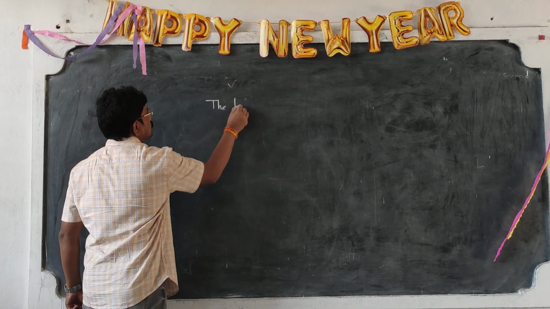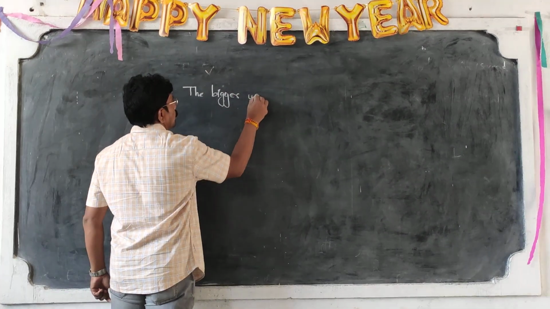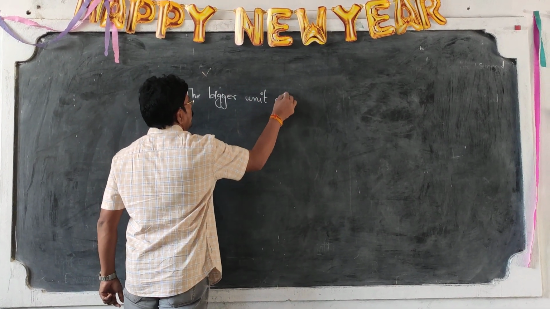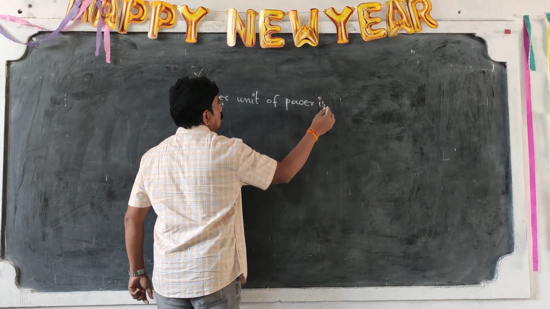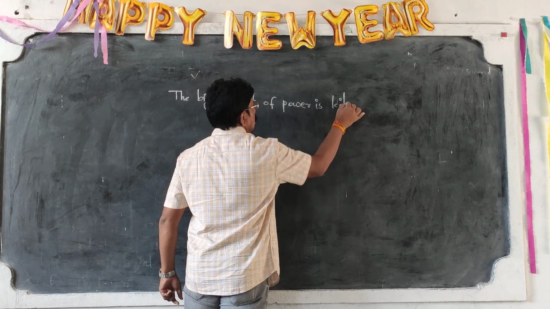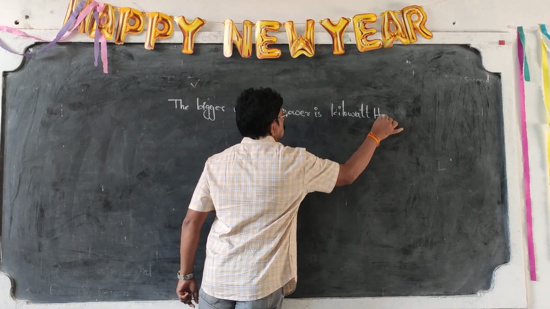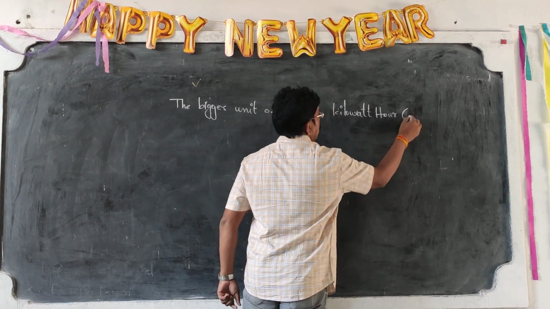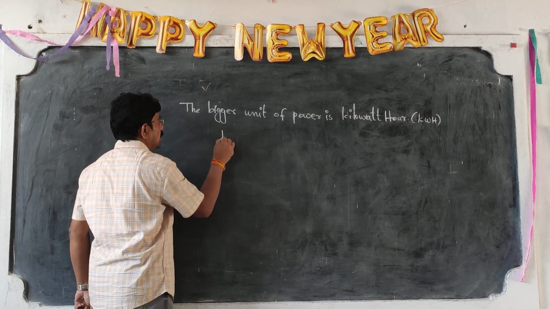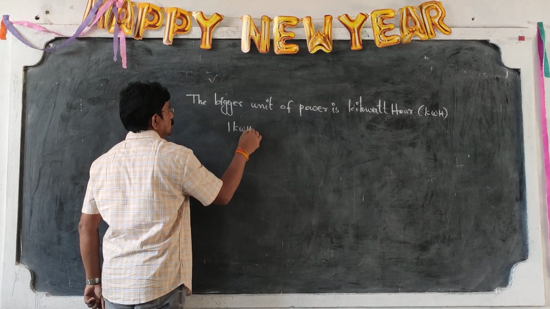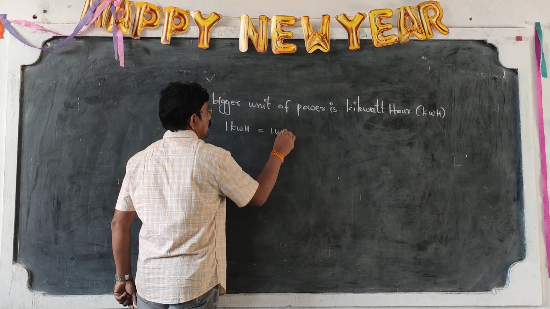Power, the bigger unit of power is kilowatt hour. Shortcut we write it as kWh. This 1 kilowatt hour is known as 1 unit current.